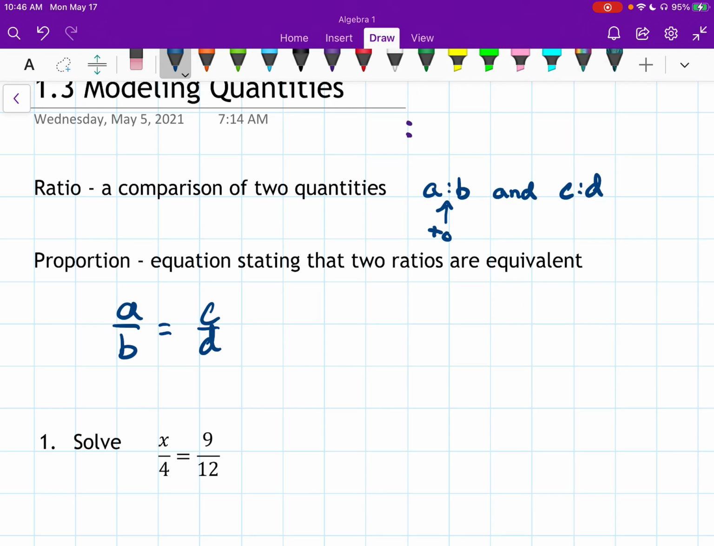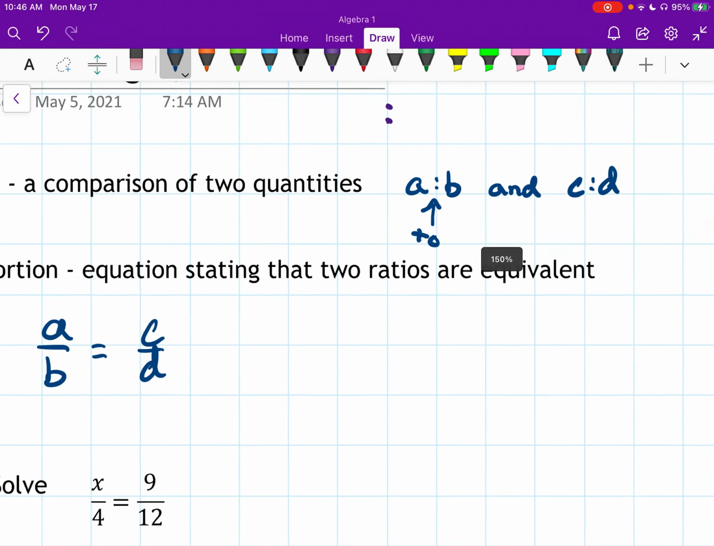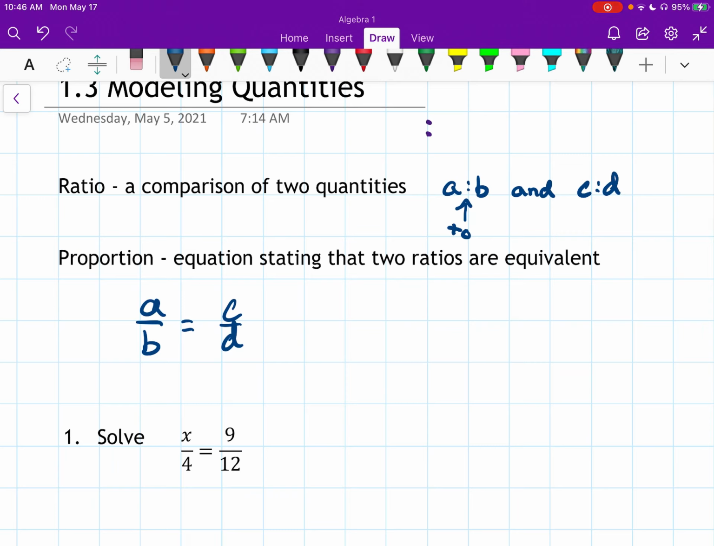So that's a ratio. Now, a proportion is a different way of writing a ratio. It's an equation stating that two ratios are equivalent. Looking back at the ratio, we have A to B written like that, or we could have A over B and C over D. Those would both be good ways to say that. So a proportion is two ratios with an equal sign. All right, there's our definitions.